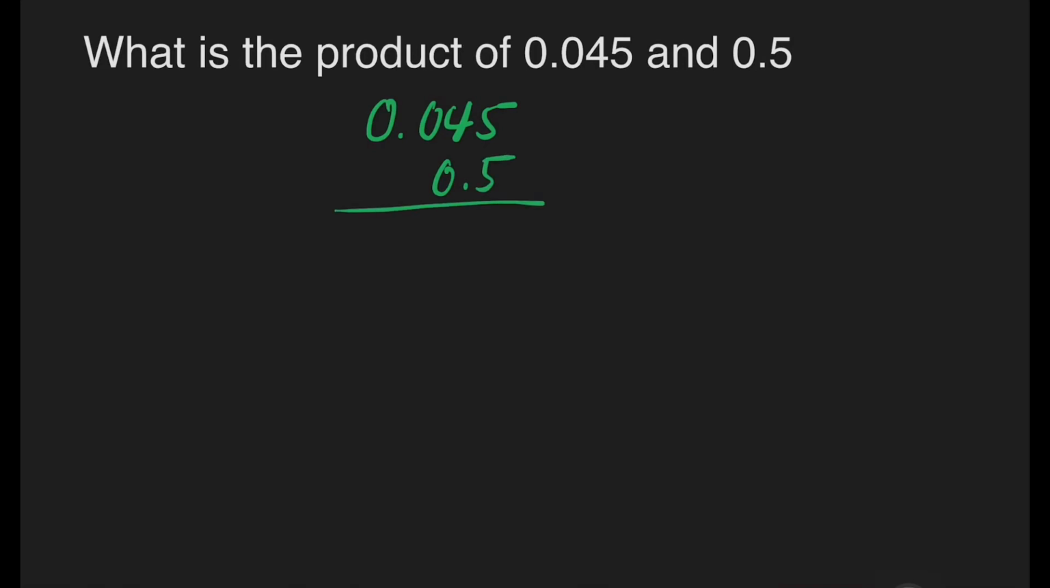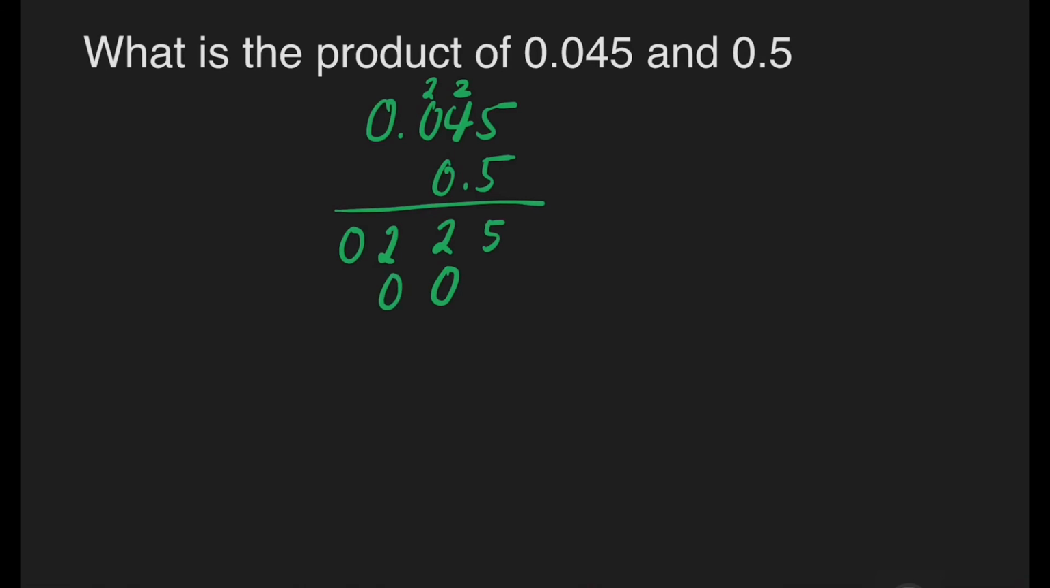Okay. 5 times 5 is equal to 25. Write 5 here and carry 2 at the top of 4. 5 times 4 is equal to 20 plus 2 is 22. Write 2 here and carry 2 at the top of 0. 5 times 0 is 0 plus 2 is 2. 5 times 0 is 0. Next, 5 times 0 is 0. 0 times 4 is 0.